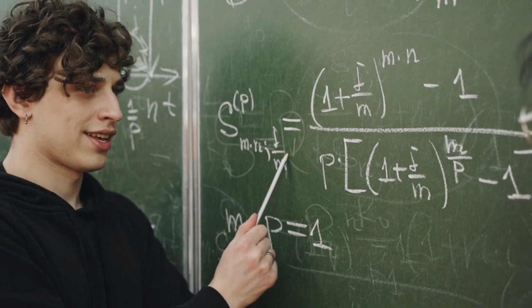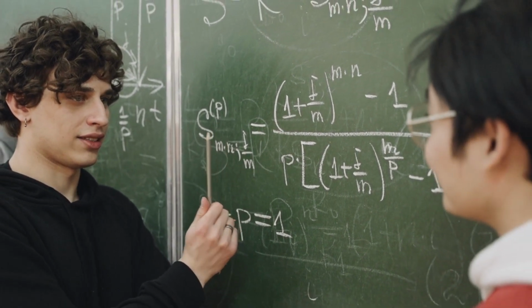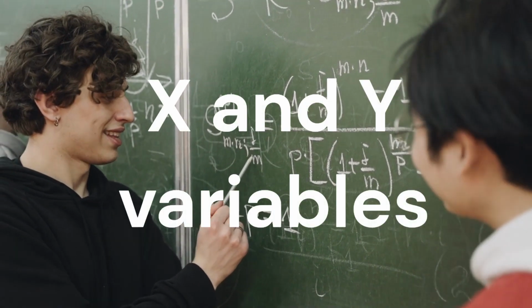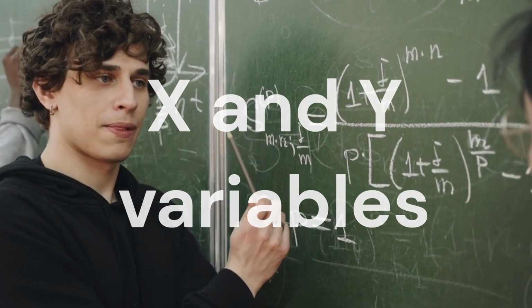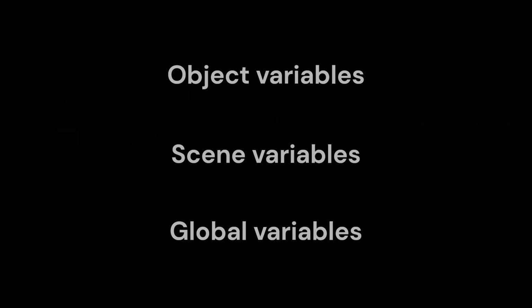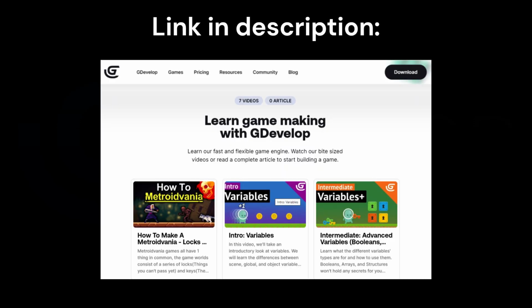If you've ever done algebra, then you're familiar with variables, like the letters X and Y are often used as variables. In GDevelop, there are three types of variables: object variables, scene variables, and global variables. To go into the details of each variable type is a little bit large for this video, but you can go and research more on the GDevelop website. In this case, scene variables are the most relevant. These are variables that exist for the duration of the scene.